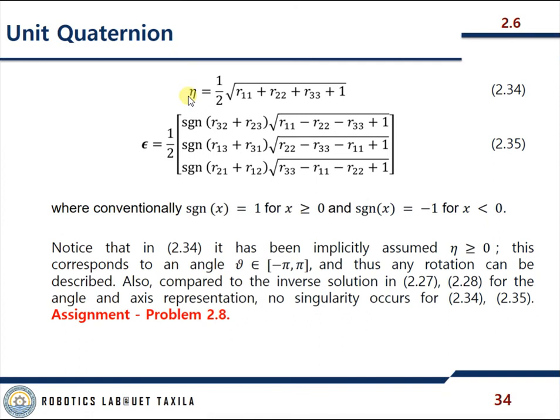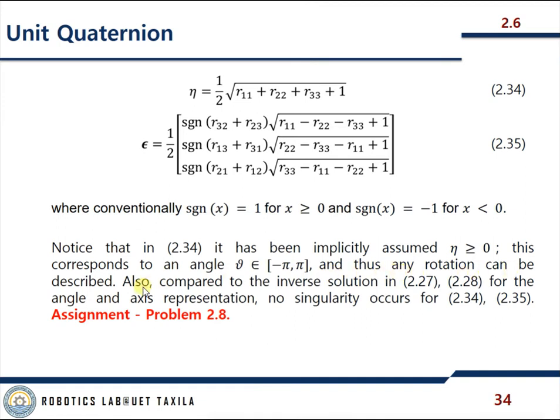So eta is equal to this one and epsilon is equal to this one, where conventionally the sign of x is equal to 1 for x greater than 0 and negative for x less than 0. Notice that in 2.34 it has been implicitly assumed that eta is greater than 0. This corresponds to an angle theta from minus pi to pi, and thus any rotation can be described.